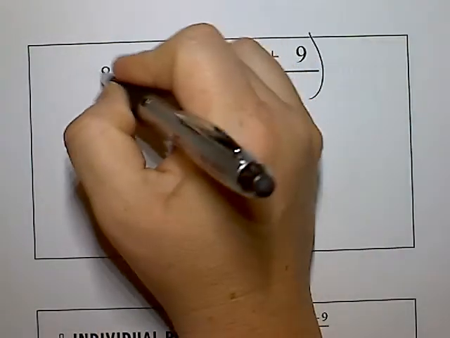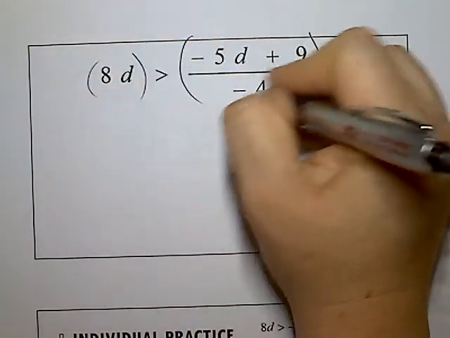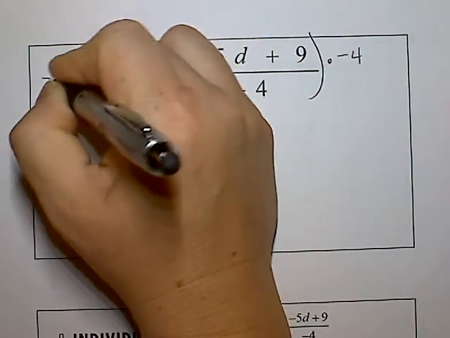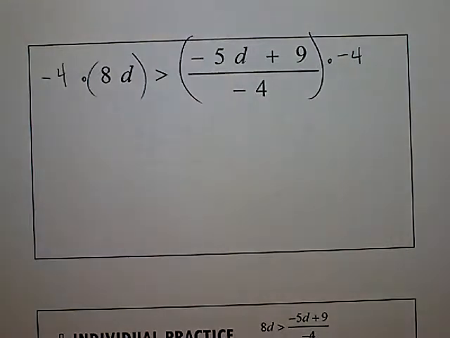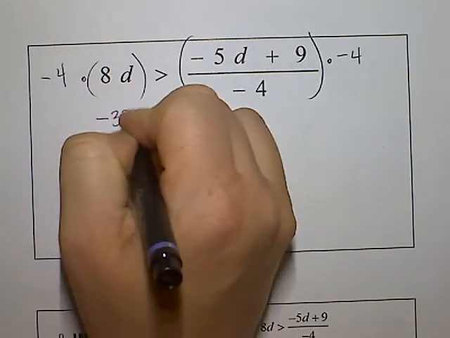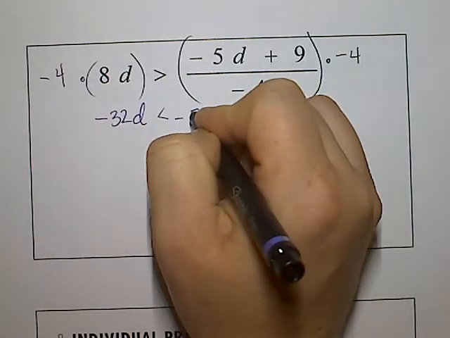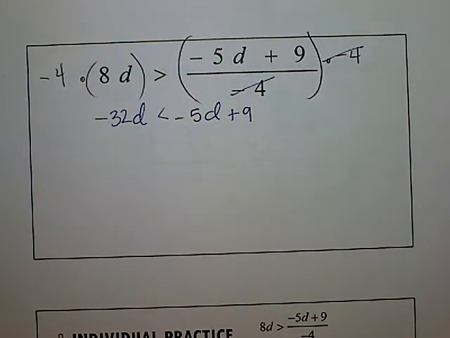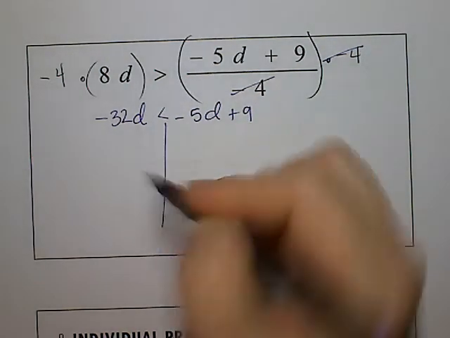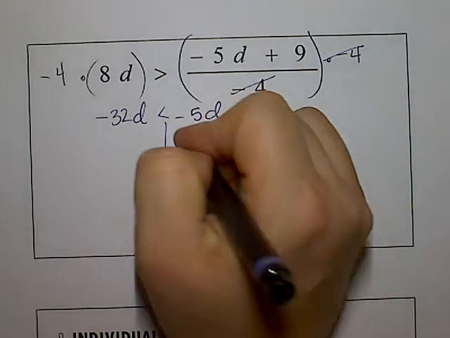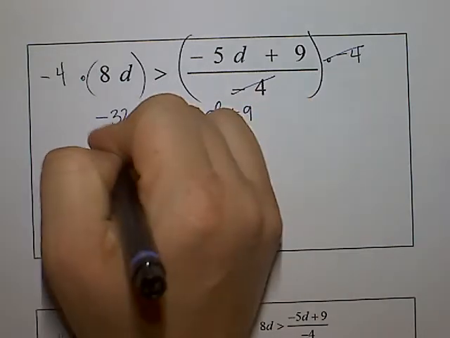I don't want to work with fractions, so I'm going to take what's being divided by, and multiply both sides by negative 4. But remember, this is where there's a little bit of confusion. We just multiplied by a negative, which means I need to flip the inequality symbol. Now I'm going to move the d's to the left-hand side, so I'm going to add 5d to both sides.